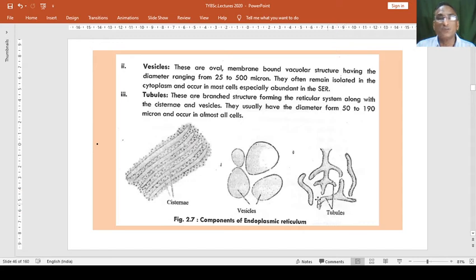Now we will see about tubules. These are branched structures forming the reticular system along with the cisternae and vesicles. Along with cisternae and vesicles, some tubular strands are also found, and they are called tubules. Actually these are endoplasmic reticulum material. They usually have a diameter of 50 to 190 micron and occur in almost all cells. Tubules are found generally in all cells.